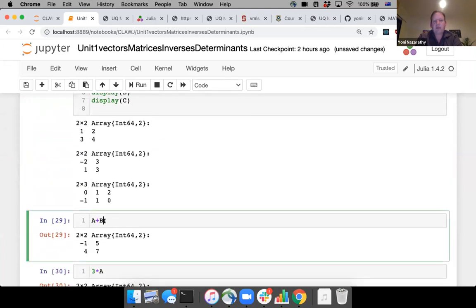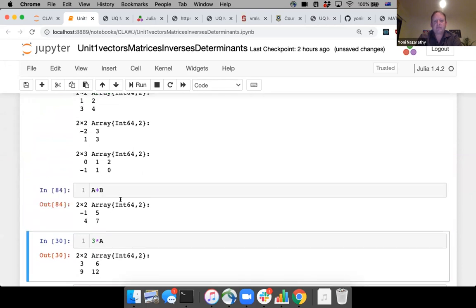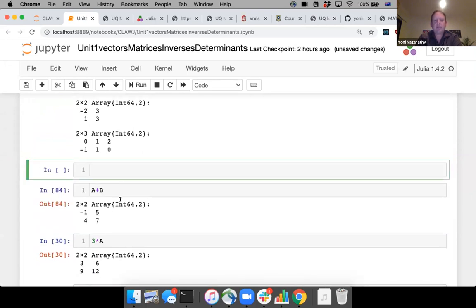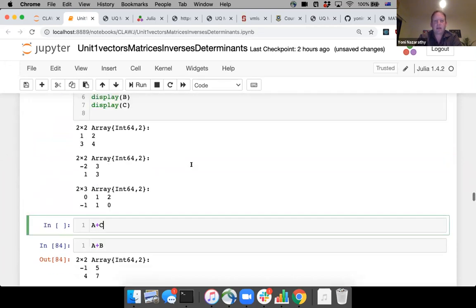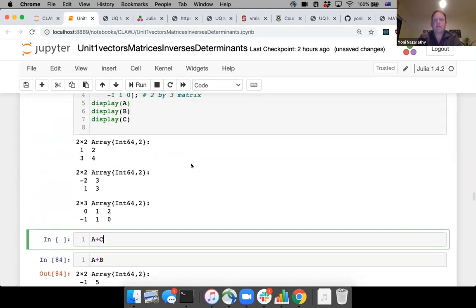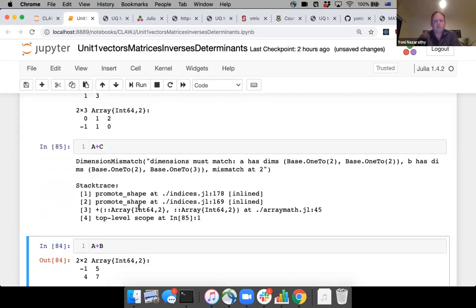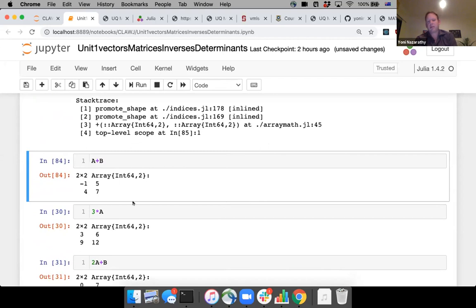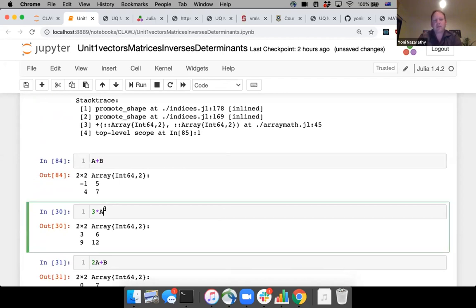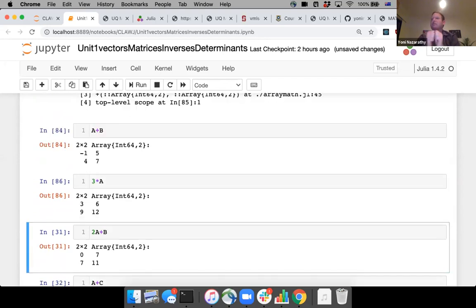Now you can add two matrices. I can add A plus B. Can I add A plus C? Can I add A and C? No, I cannot, because they're not of the right dimension. So the matrices have to be in the right dimension. I can multiply a matrix by a scalar, just like I multiply a vector by a scalar.